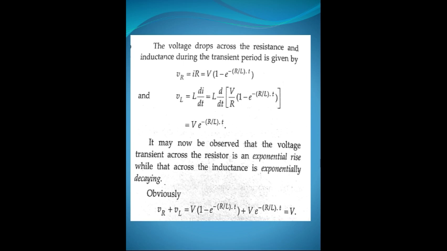It may now be observed that the voltage transient across the resistor is an exponential rise, while that across the inductance is exponentially decaying. Obviously, the total voltage or source voltage V is equal to VR plus VL, that is equal to V into 1 minus e to the power minus R upon L T plus V e to the power minus R upon L T is equal to V.